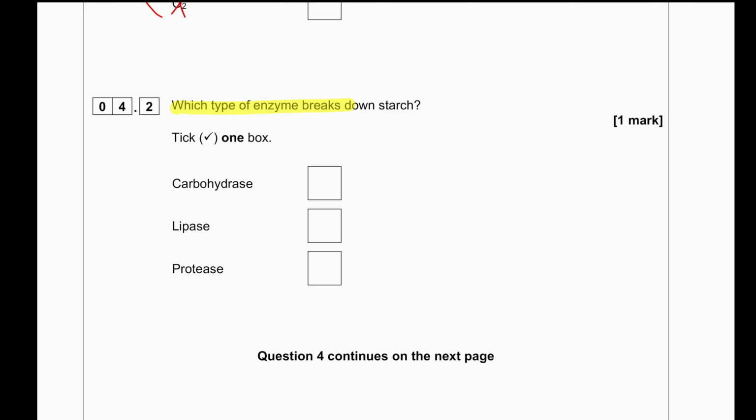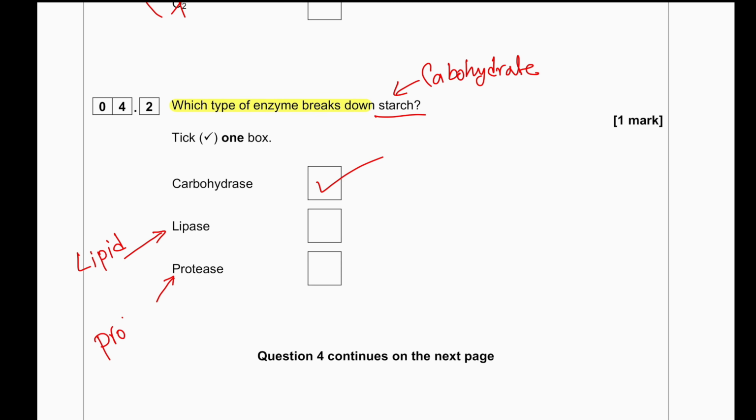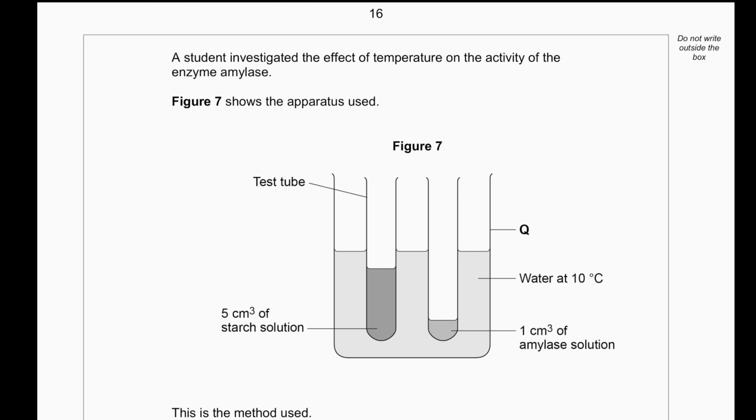So these 3 are obviously wrong, so you can always choose the correct answer very easily. Which type of enzyme breaks down starch? We have to understand that starch is a carbohydrate. So since starch is a carbohydrate, it will be broken down by the type of enzyme carbohydrase. Now, what are the other responses? The other responses include lipase, which breaks down lipids, and protease, which breaks down protein.